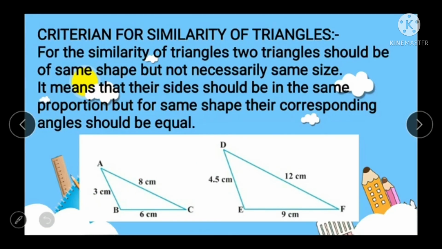So students, the criteria for the similarity of two triangles: they should be of the same shape but not necessarily the same size. It means the sides of the triangles should be in the same proportion, and for the same shape their corresponding angles should be equal. Like in this picture you can see the sides are in the same proportion and the angles are also equal, hence they are similar.